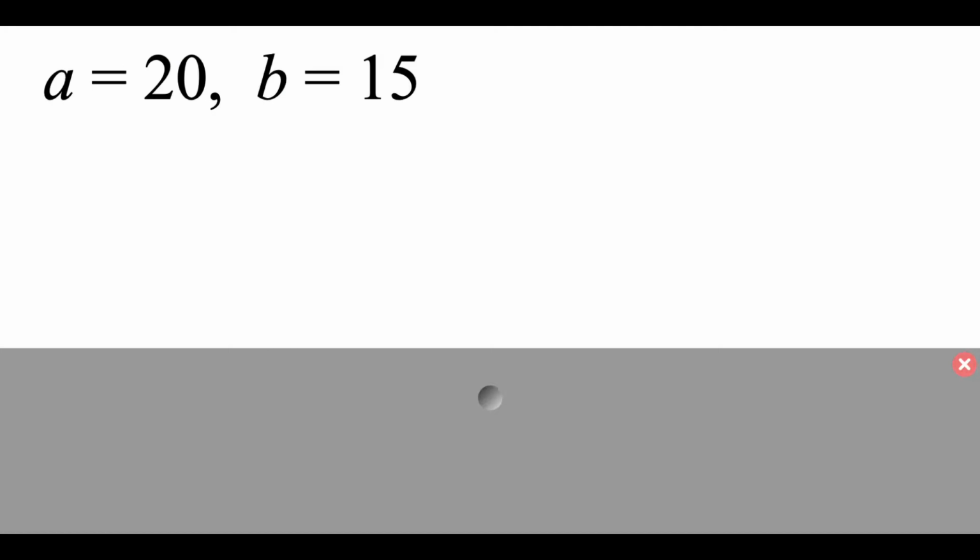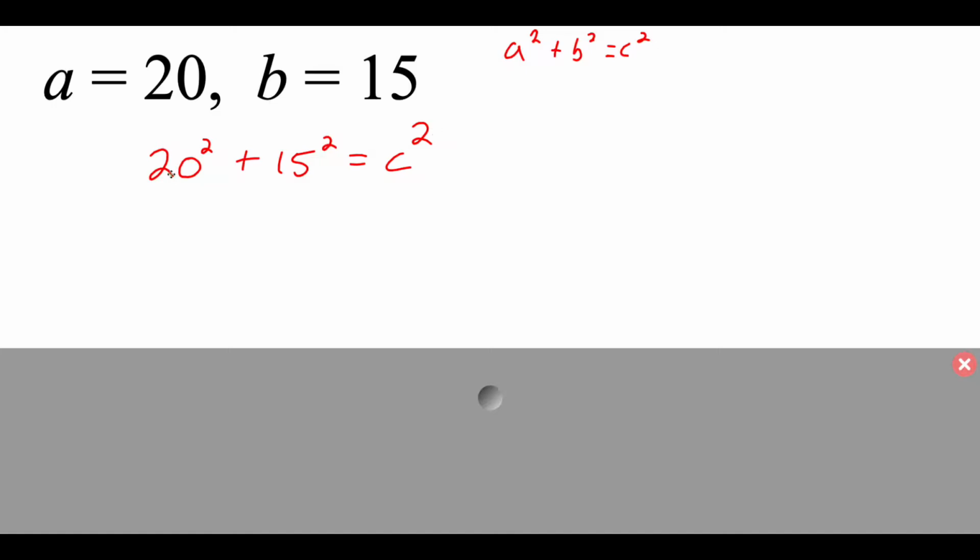A couple more examples here, but now we don't have pictures to take a look at. But here's what I know. I know that this a value is 20. I know that the b value is 15, so I'm missing the c value. So again, we're going to use the Pythagorean Theorem, which is a squared plus b squared equals c squared, and we're going to try to figure out what that missing c value is. So I know that my a is 20, so I'm going to go 20 squared, plus I know that my b is 15, so I'm going to go 15 squared, but I don't know what my c value is, so I'm going to put c squared there.